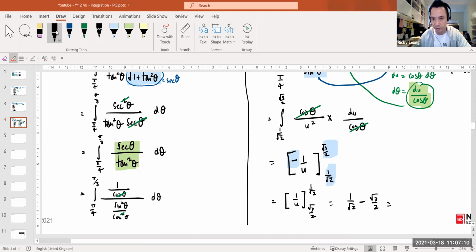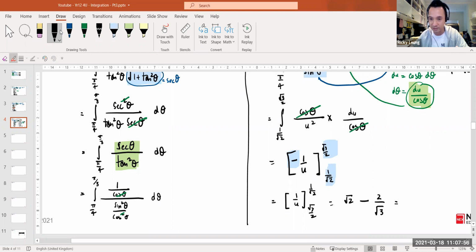I should have done root 2 on 2, because if I rationalize that as root 2 on 2, my final answer... let's see if it's right. Did I do something wrong there? No, root 3 on 2. So I'm just checking the answers. Yeah, it looks fine. Root 3 on 2, sorry, root 2 on 2, I think. I think that's fine. Oh, no, I'd subbed it in wrong. It's the reciprocal. Duh, Ricky. That's root 2 minus the reciprocal. Man, I did the hard stuff right and the easiest part wrong, where I need to sub it in. So that's the reciprocal.